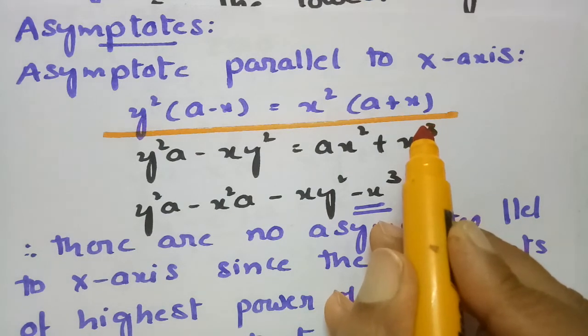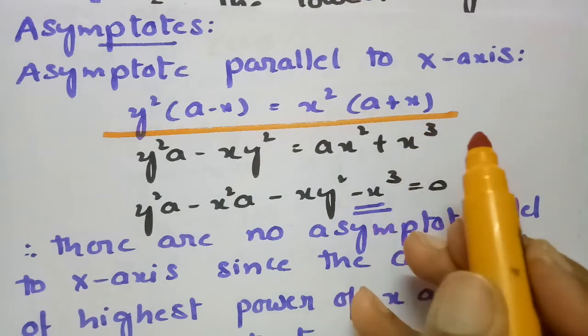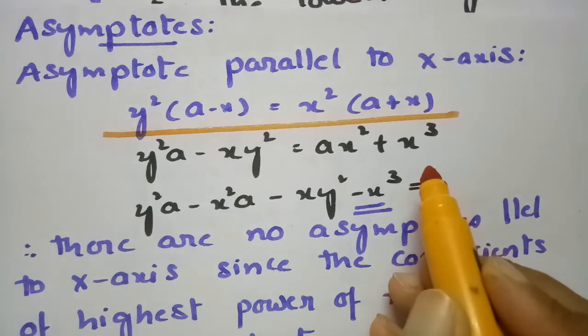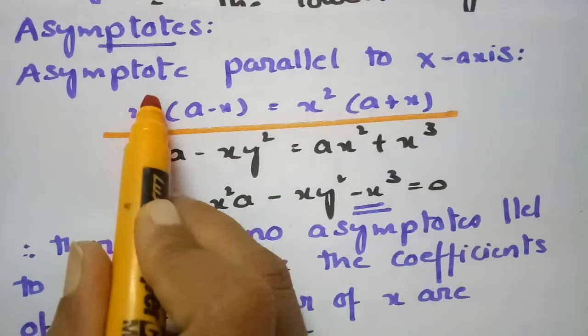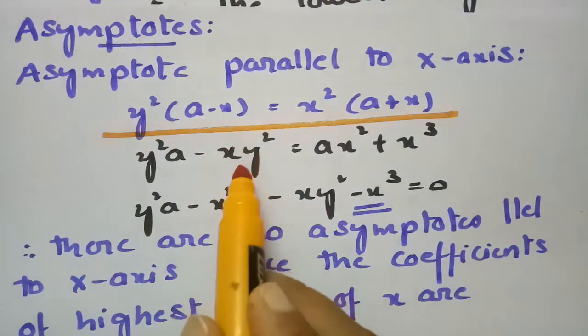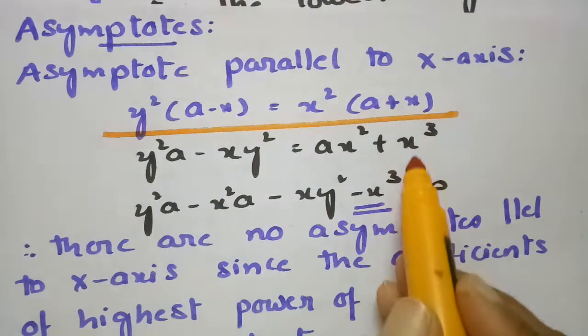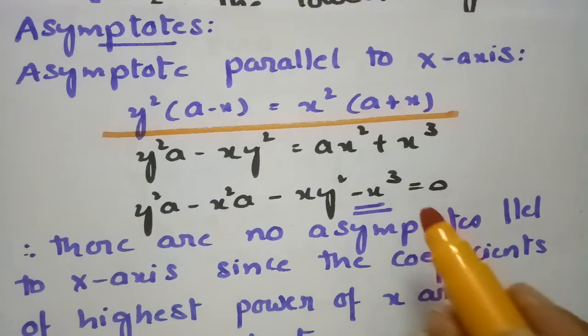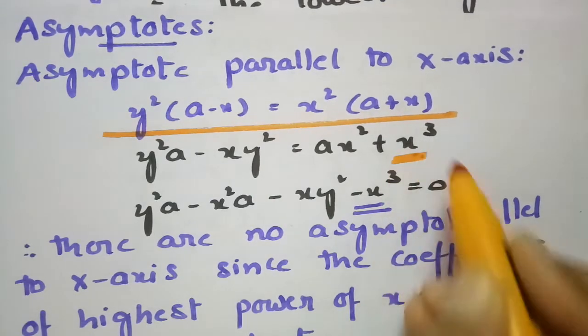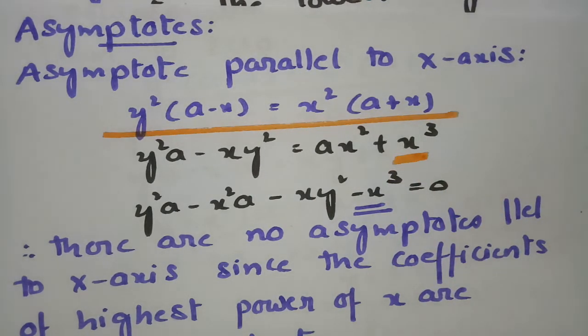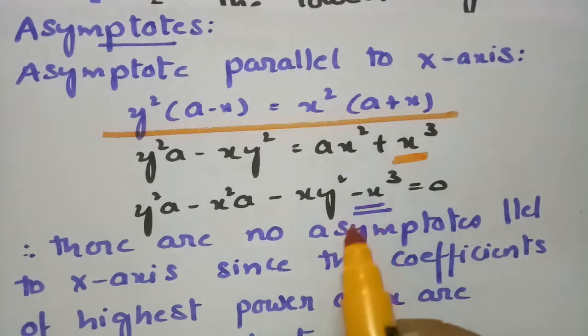If I multiply out, I want the highest degree coefficient of x. So, multiplying, a y² − y² x = a x² + x³. Here the highest degree of x is x³, and if you observe, its coefficient here is a constant.